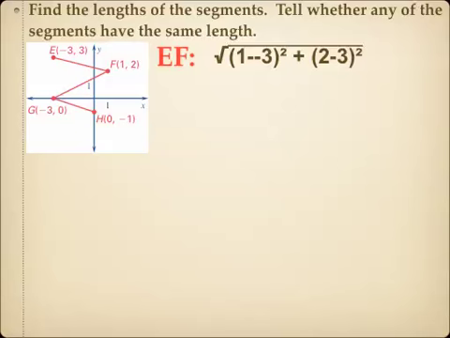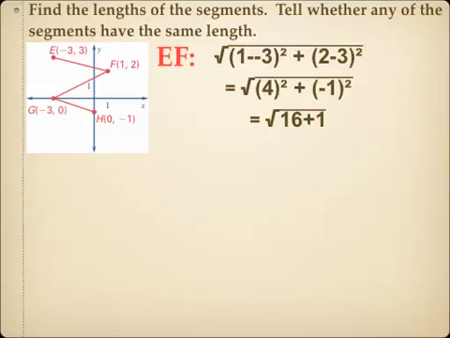Go ahead and do what's inside of the parentheses. I get the square root of 4 squared plus -1 squared. Go ahead and square 4 and -1. You get the square root of 16 plus 1. So our final answer for the length of EF is the square root of 17. That radical cannot be simplified because there's not a perfect square that goes into 17.